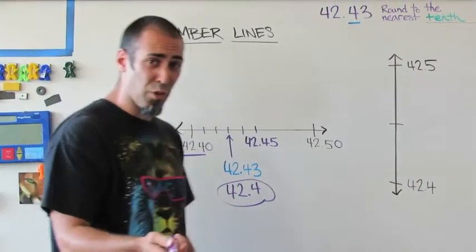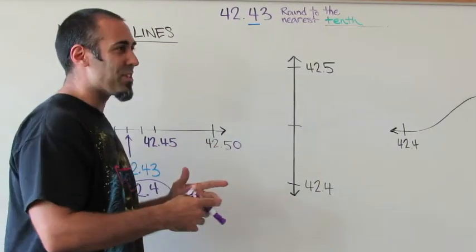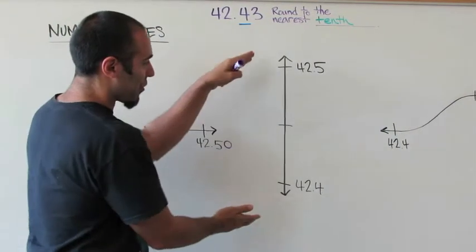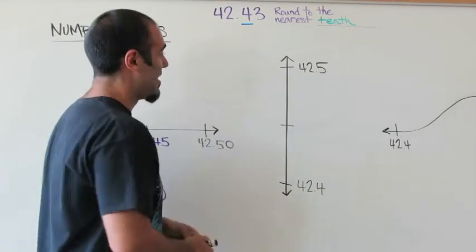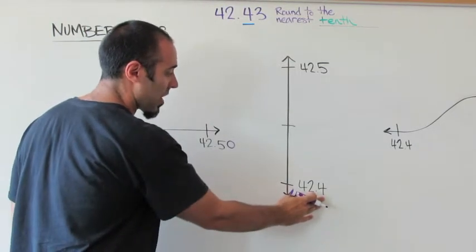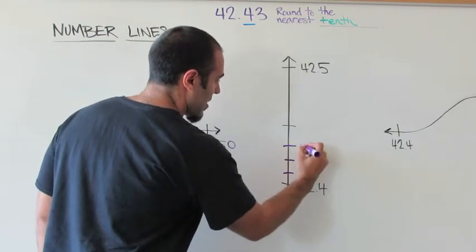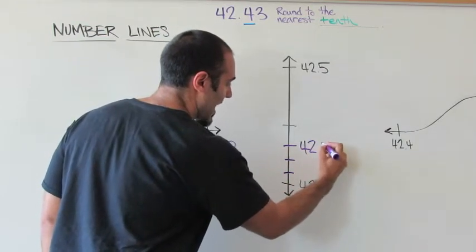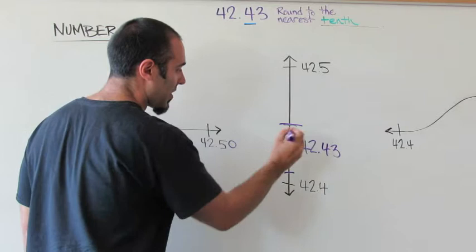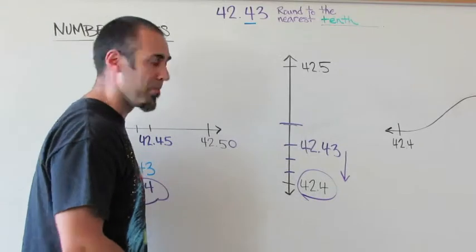Now, there's another way to show that, and that's with a vertical number line. The vertical number line's purpose is, when you think about numbers being higher or lower, the vertical number line actually represents that by showing higher and lower values. So here we have 42 and 4 tenths, excuse me. Therefore, 42 and 43 hundredths is going to be right there. It's lower than the midpoint, therefore we're going to round down to 42.4.